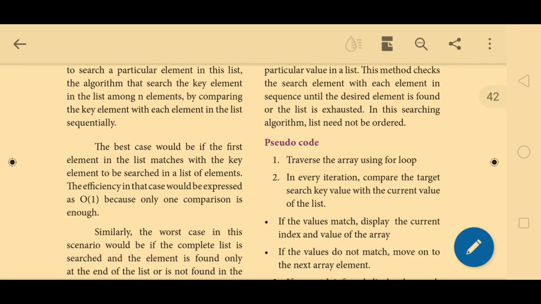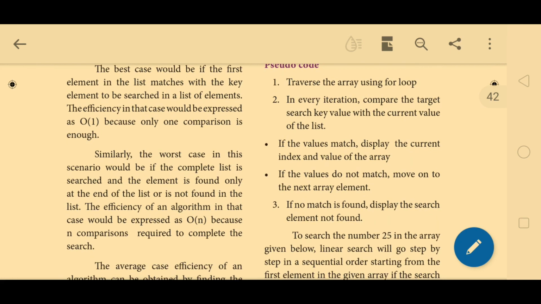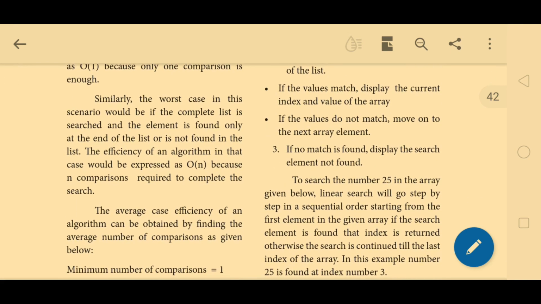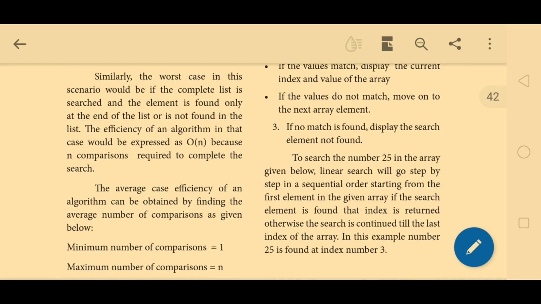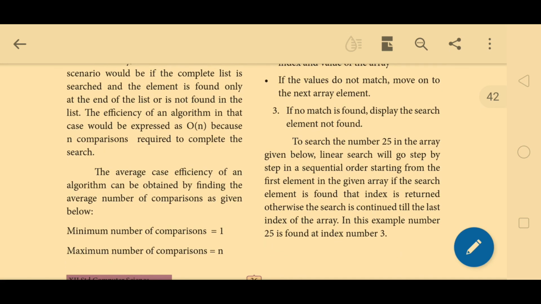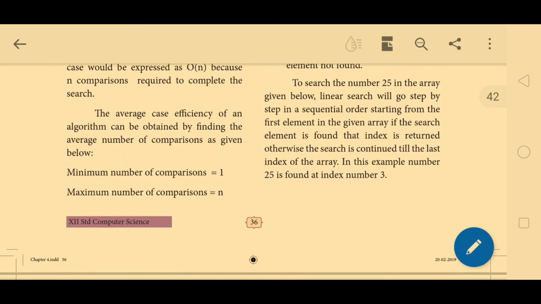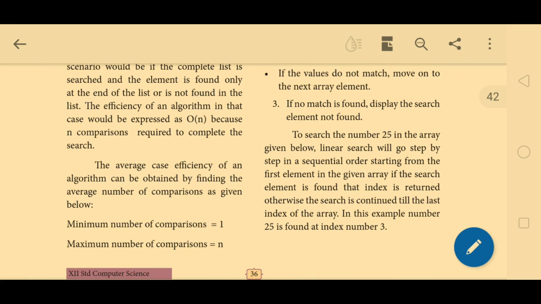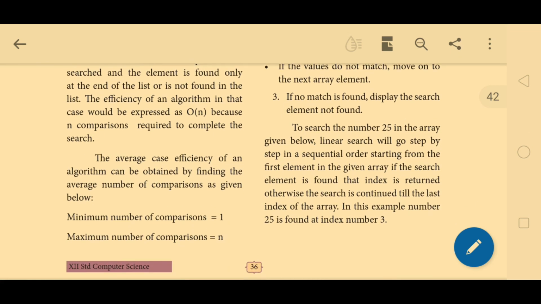So here the best case is if the first element in the list matches with the key element to be searched in a list of elements. The worst case is if the element is found only at the end of the list or is not found in the list. Here the average case efficiency of an algorithm is obtained by finding the average number of comparisons.